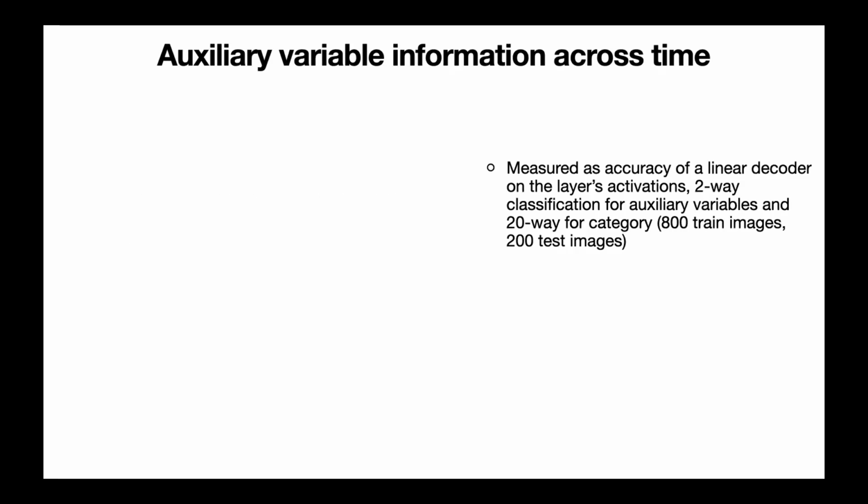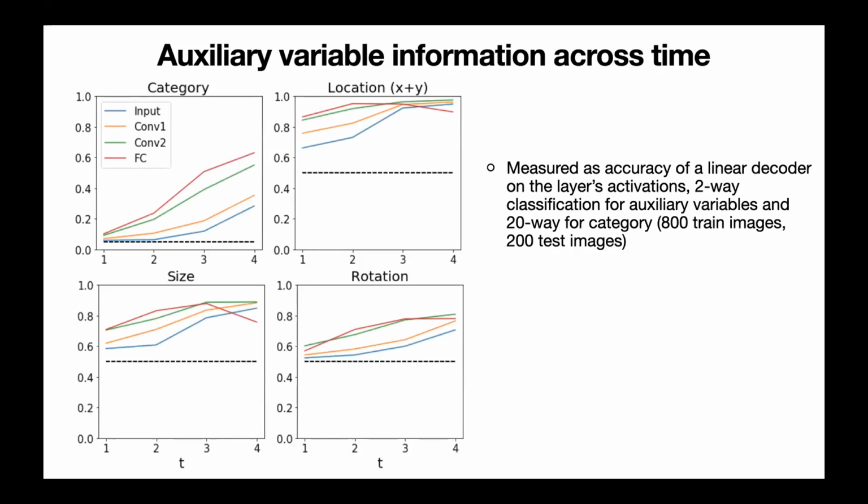So we looked at auxiliary variable information across time. This is measured as the accuracy of a linear classifier, in this case an SVM, on the layer's activation for each moment in time, each of the 4 time steps. And the classification is 2-way for the auxiliary variables and 20-way for category. And this is what we get.